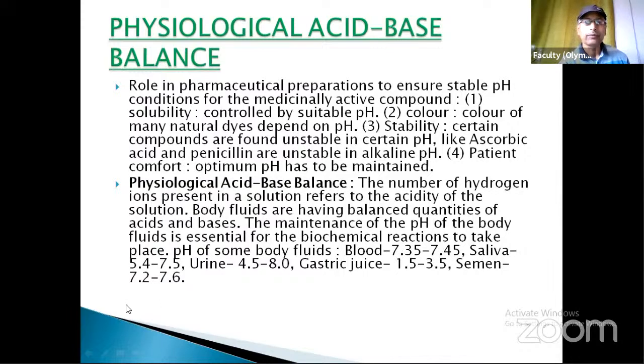Our saliva has a pH range of 5.4 to 7.5, and you know that in our saliva there is an enzyme, ptyalin, which digests the carbohydrate component of the food. So this pH range has to be maintained. Urine pH range is 4.5 to 8, a big range. In the gastric juice, in the stomach, the pH is very strongly acidic, 1.5 to 3.5. You know that hydrochloric acid is released there. In semen the pH is 7.2 to 7.6. These are the pH of different body fluids of our body.